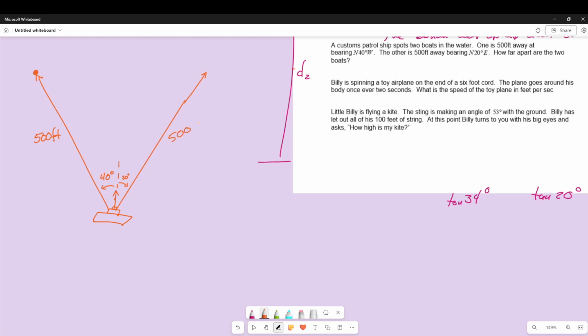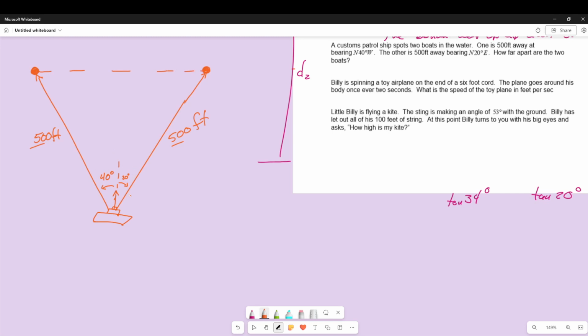It's also 500 feet. So there's one little boat we can see over here, another little boat we can see over here. How far apart are the two boats? Well, the fact that they're both 500 feet away from us, they don't have to be the same distance. It's kind of fun, but it doesn't have to be the case. How far apart are these two boats?